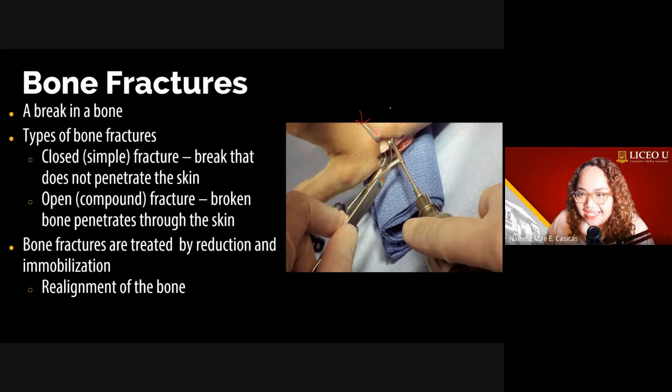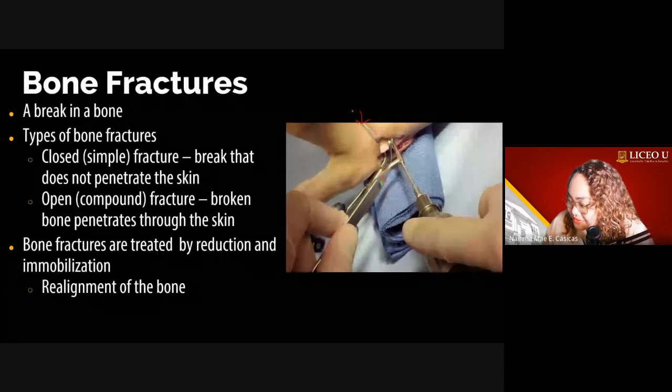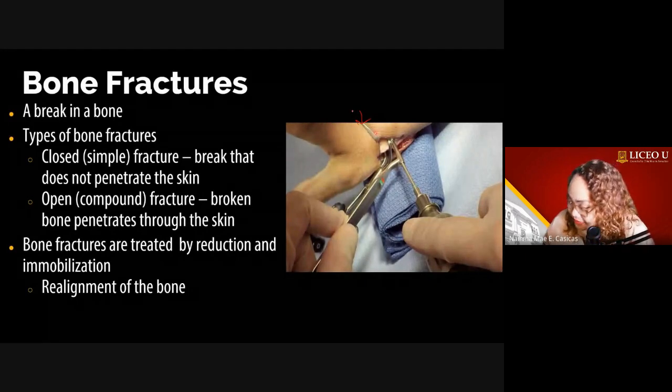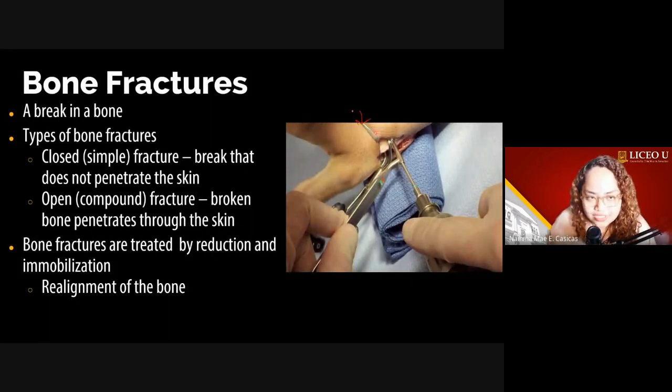This is fascinating. Bone fractures are basically breaks in bones. You have closed fractures and open fractures. A closed fracture, also called a simple fracture, means the bone is broken but there is no break in the skin. Then you have open or compound fractures, the kind of fracture wherein the skin is broken, and the bone actually sticks out.